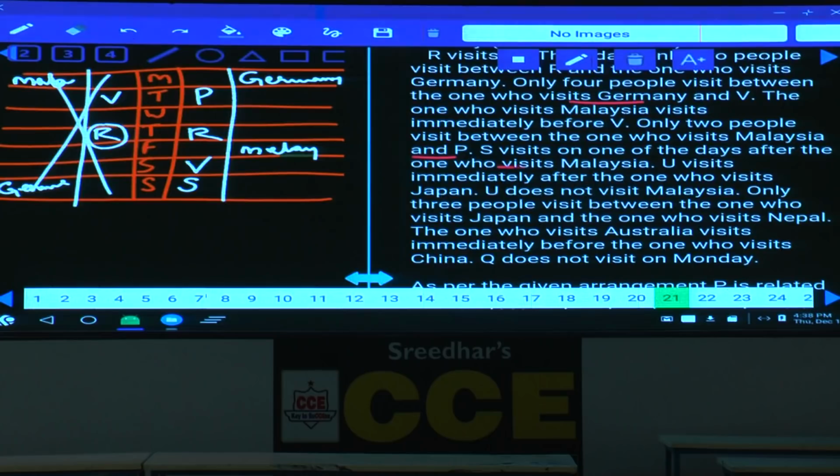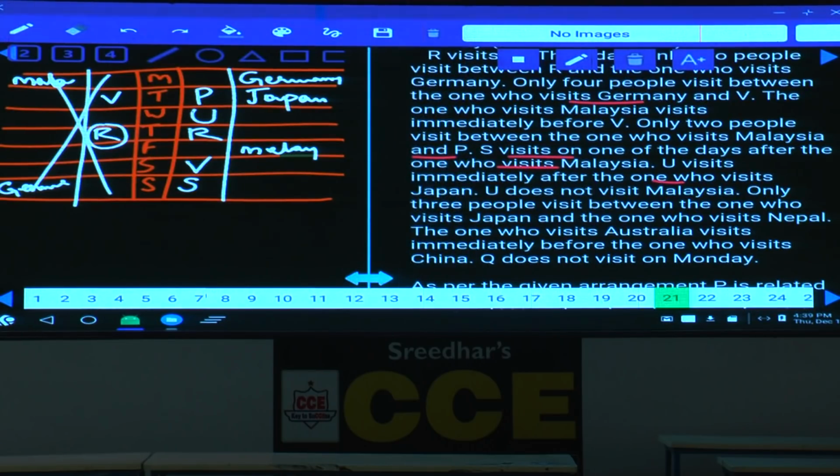Next one. U visits immediately after the one who visits Japan. U is immediately after Japan. Now U cannot be on Monday. Then can U be on Friday? U can be either Friday or Wednesday. Then U does not visit Malaysia. U visits immediately after the one who visits Japan. Hence U does not visit Malaysia, and U cannot be on Friday. As U cannot be on Friday, U must be on Wednesday. If U is on Wednesday, then before U is Japan.